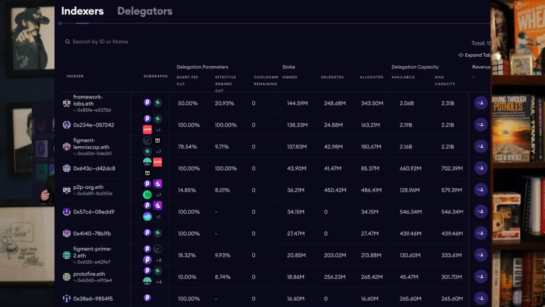network.thegraph.com. Once you're there, you can connect your wallet and choose your indexer to delegate to. All I would say here is you can choose anybody. Simply look at them, who you think is giving the best deal, who may have the most and highest delegation, that's probably the most reliable, and then go with that one, okay?